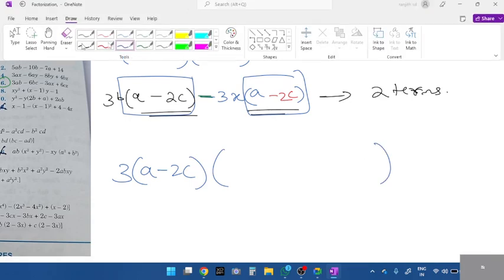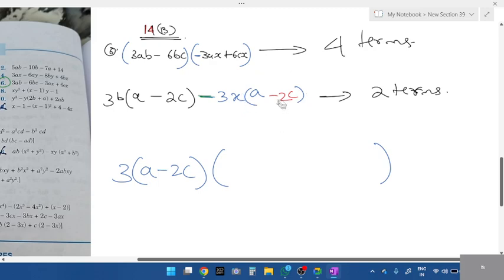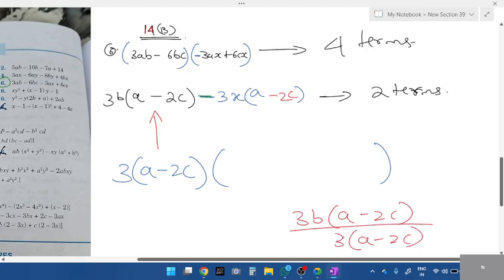What's the remainder? How do you get the remainder, students? Divide this with the first one. Which one gets cancelled? All of you will respond. Which one gets cancelled here? 3 and 3. This and this. What is left? B. Yes. Take the next one. Next term and cancel.